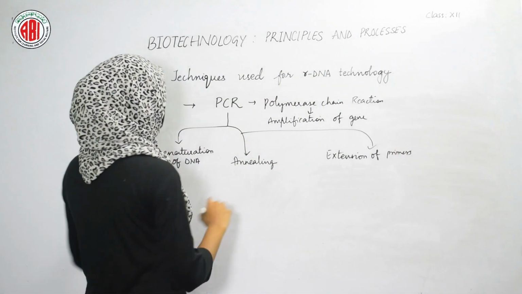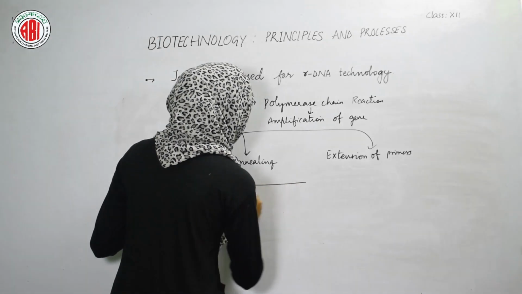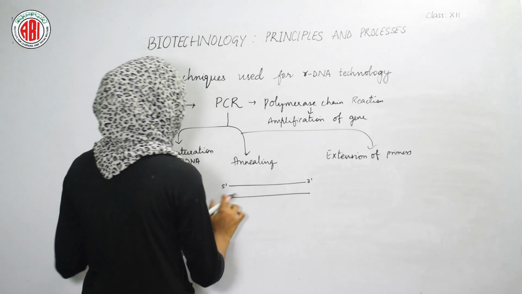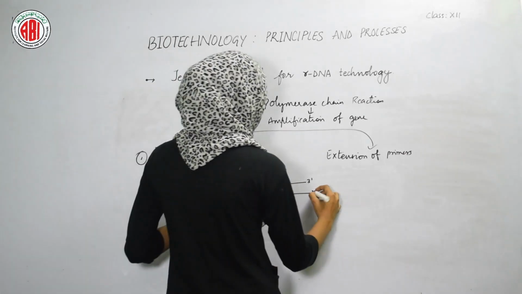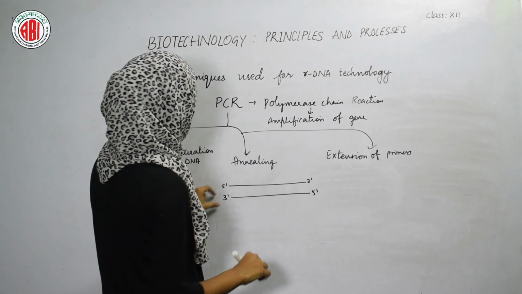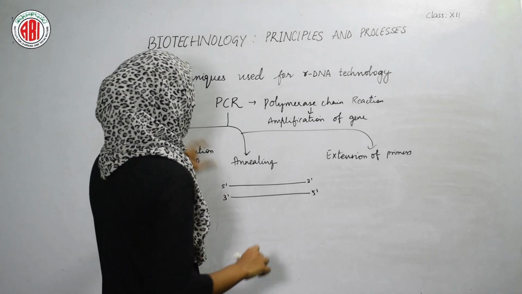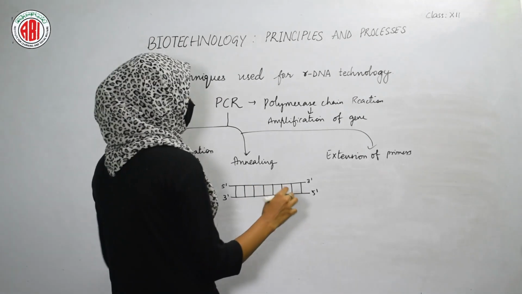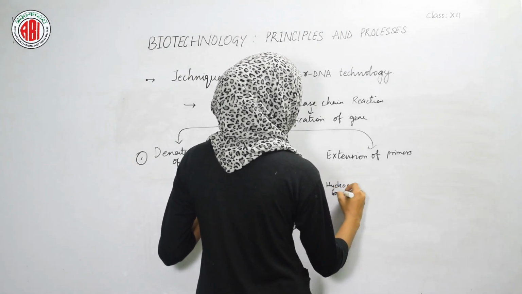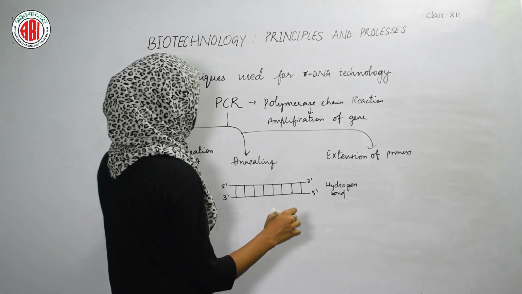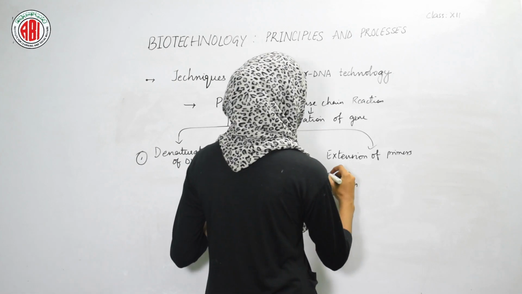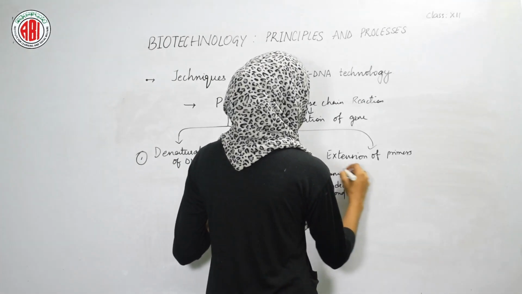Denaturation of DNA, or denaturation of the gene strand. We know that the gene of interest contains two strands. It's a double stranded one, so it will show the 5' to 3' end of one strand and the 3' to 5' end of the other strand. Now denaturation means the breakdown of the hydrogen bonds so that the two strands get separated. In the denaturation process, the double stranded DNA is going to be exposed to high temperature.